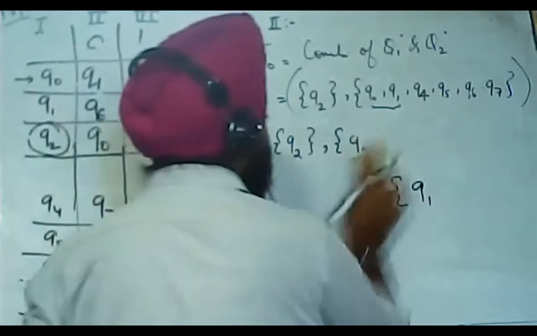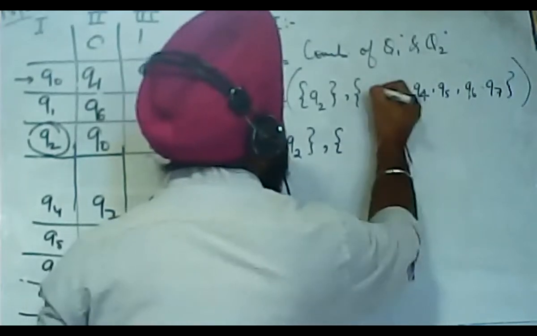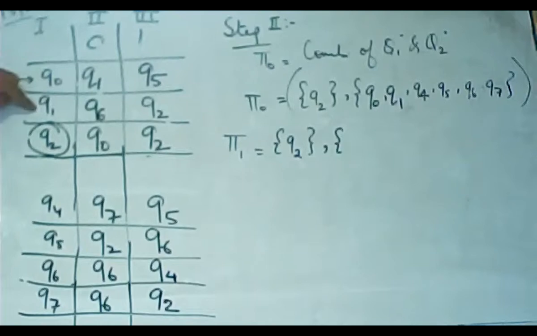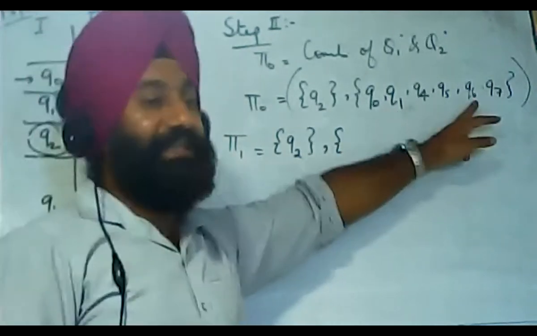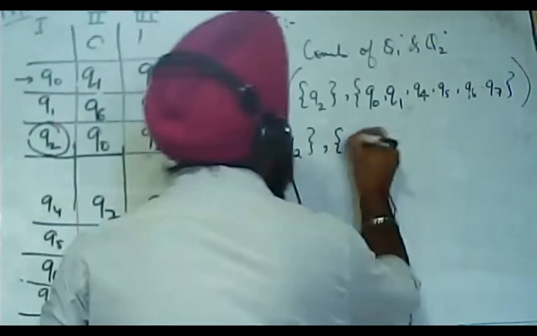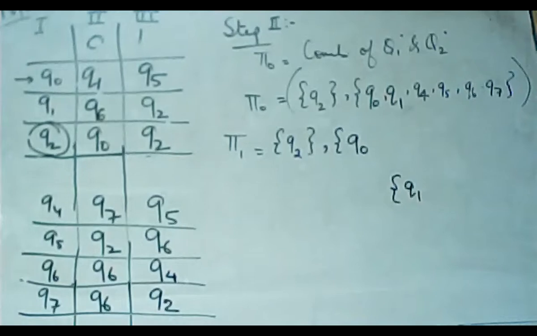I'm repeating it again. First of all, you need to compare Q naught with Q1. So you have to check both the values. Q naught and Q1, upon the processing of 0, go to Q1, Q6. So Q1, Q6 is in the same set. But for the second value, Q5 and Q2 are not in the same set. So Q naught will be written in a separate set, and Q1 will be written in a separate set.